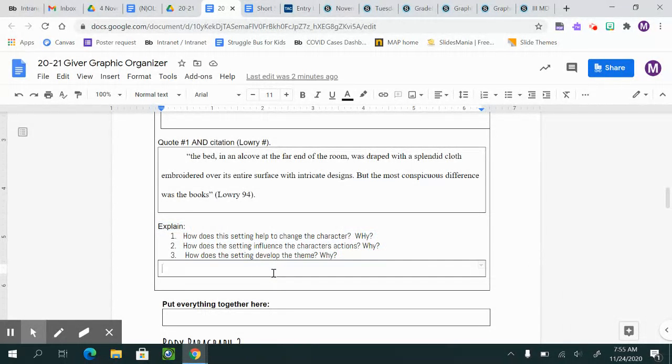So the first part, how does the setting help change the character and why? You have to explain that why. Number two, how does the setting influence the character's actions and why? And then how does the setting develop the theme?